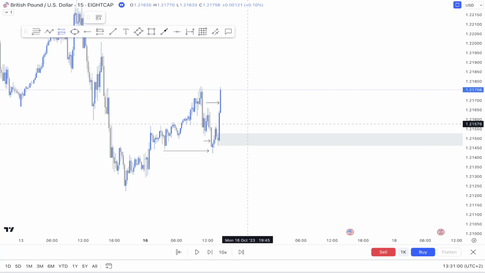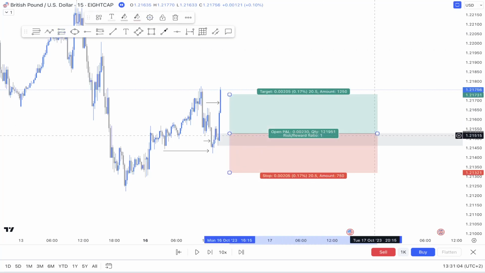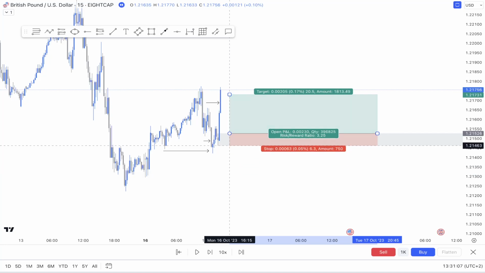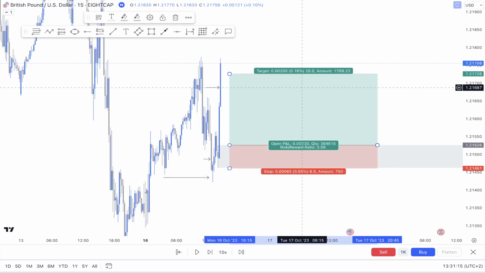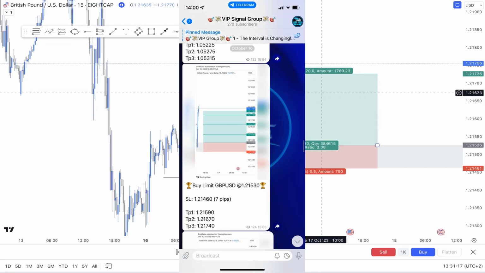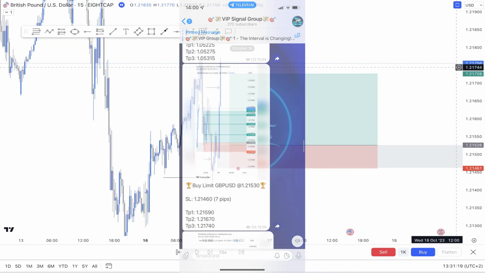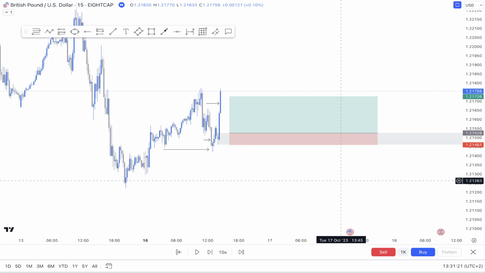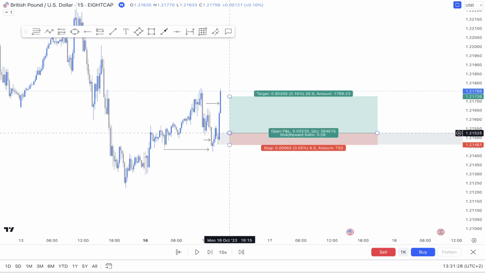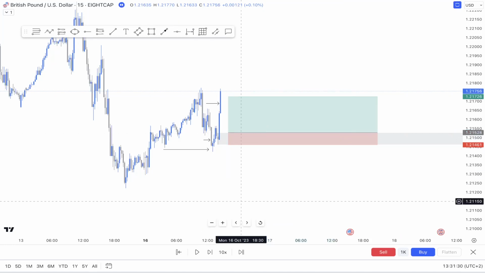I placed the buy limit right on this demand level right here, stop loss right below it, and then the last target was at 3R. Of course, I sent this trade in the SMC group as well, and I will attach a picture on the screen right now to see exactly when this trade was sent. Now that all the rules were met, we just placed the trade, and let's see how this one played out.